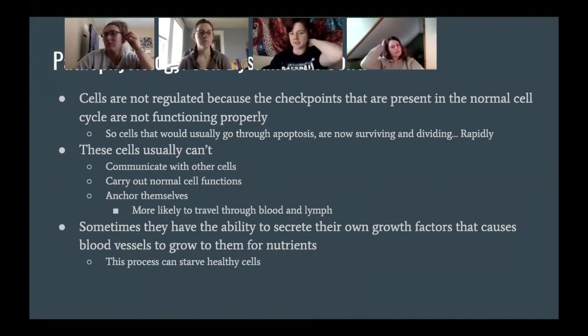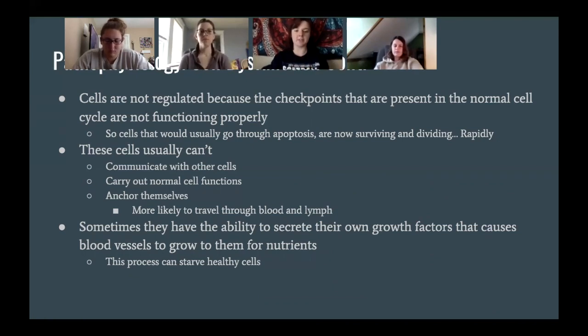And then just continuing that, the cells are proliferating and they're also not regulated because the checkpoints that are present in a normal cell cycle are not functioning properly, so the cell is not getting stopped in its cell cycle if it has not copied its DNA perfectly, which leads to cells that are dysfunctional. And these cells usually can't communicate with other cells, carry out normal cell functions, or anchor themselves, so they're more likely to travel throughout the body through the blood and the lymph.